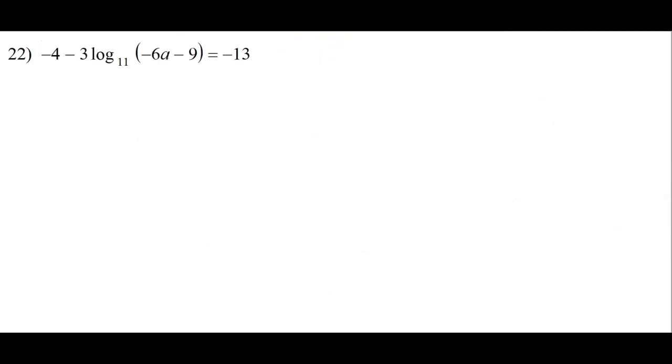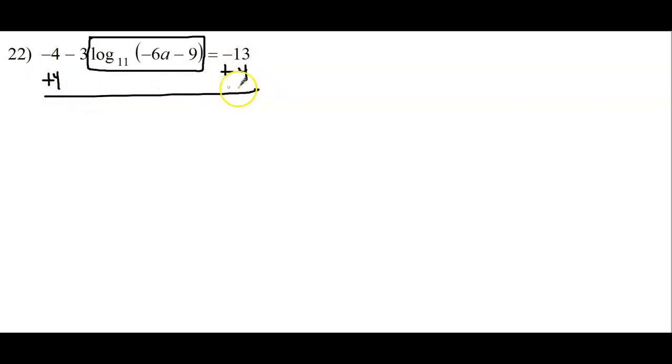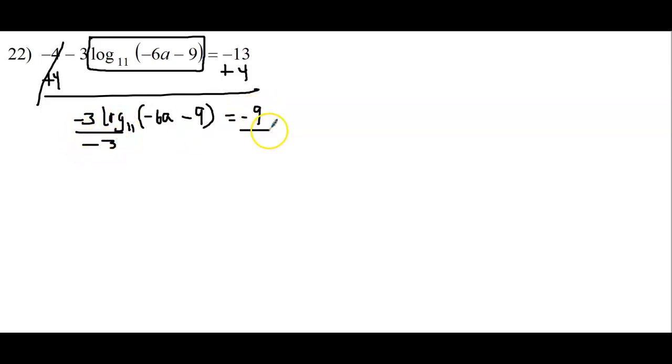I'm going to take a look at number 22. All right. There's a lot of stuff going on here. What we want to do is begin by getting the logarithmic part by itself. That's this whole thing here. So I need to get rid of this negative 4 and this negative 3. So to get rid of the 4, I'm going to add it on both sides. And then to get rid of the negative 3, I'm going to divide that on both sides.